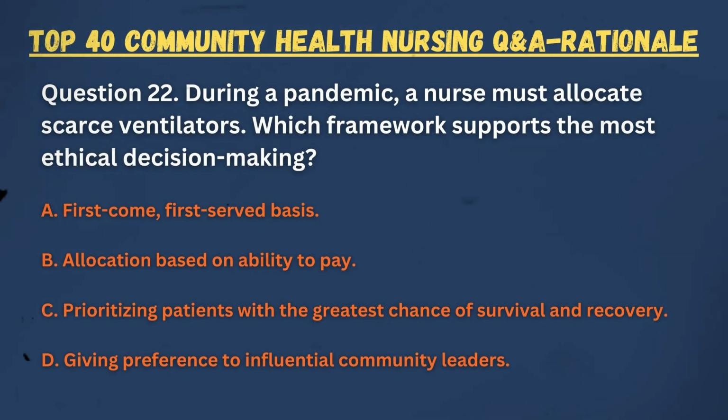Question 22. During a pandemic, a nurse must allocate scarce ventilators. Which framework supports the most ethical decision-making? A. First come, first served basis. B. Allocation based on ability to pay. C. Prioritizing patients with the greatest chance of survival and recovery. D. Giving preference to influential community leaders.